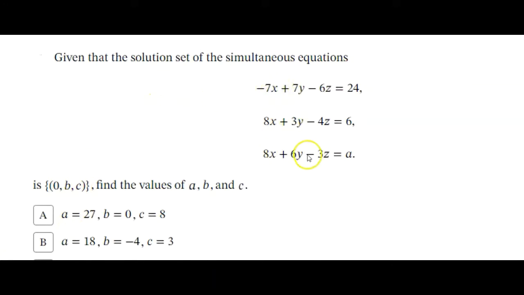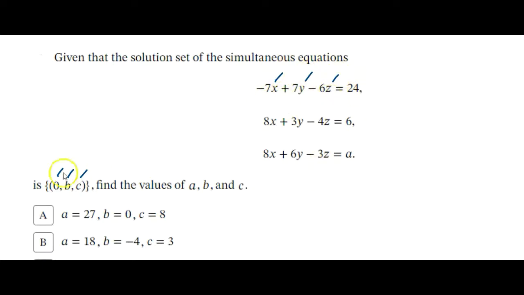This question is about the simultaneous equation of a linear equation involving three unknowns. There is x, y, and z. So we have a system of linear equations here, and it says that 0, b, and c are the solutions of these equations, and find the values of a, b, and c. If 0, b, and c are the solution of this system of linear equations, meaning that you can directly substitute the 0, b, and c into the x, y, z respectively.